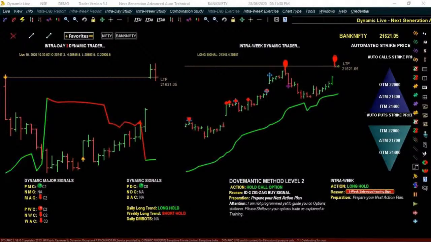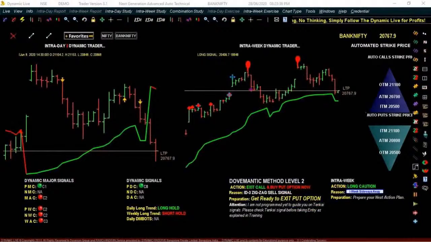Let's have a look. You can see here a big movement. Let me go back to the previous example that I showed you. When this dynamic system caution appeared, just look at the price. It is almost 21,621, and from there, later once the price came down, it has come down till 20,767. It is literally close to 900 points movement.